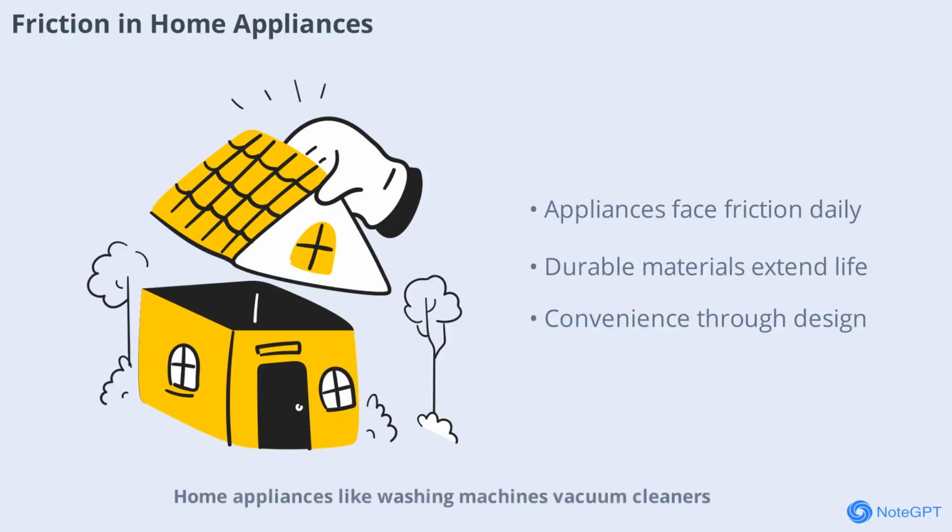Home appliances like washing machines, vacuum cleaners, and blenders all deal with sliding friction. Designers use durable materials and lubricants to ensure these appliances work efficiently and last longer. Understanding friction helps manufacturers create products that are reliable and easy to use, making our daily lives more convenient.